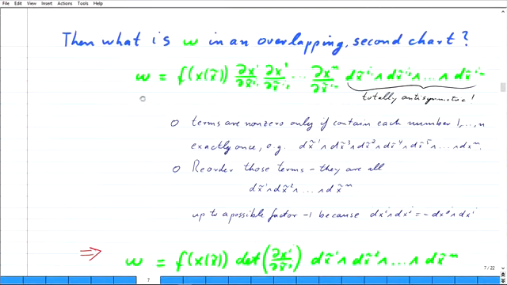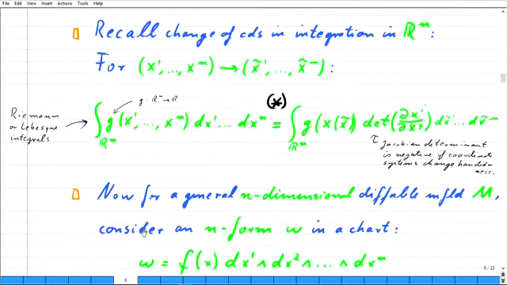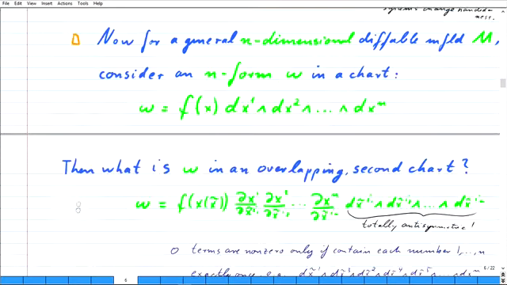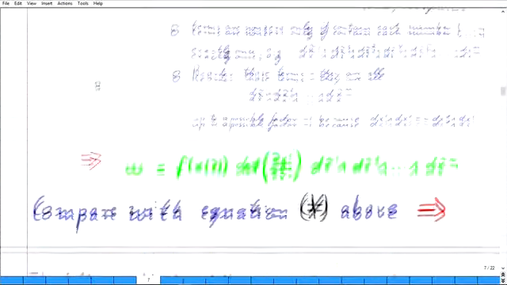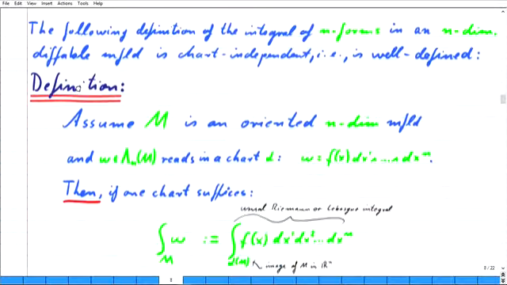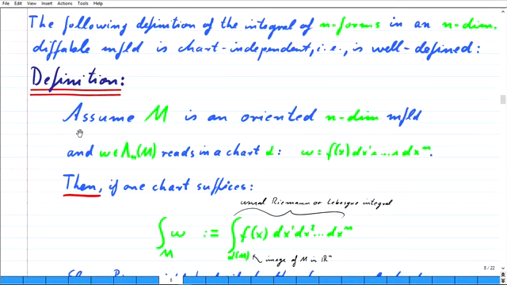Let us compare that with the equation from ordinary Riemann-Lebesgue integration. We see that there, what's under the integral, under change of chart, under change of variables in this case, picks up that very same factor here. So that's our signal. It means that we can define the integral of n forms over an n-dimensional manifold in this way.